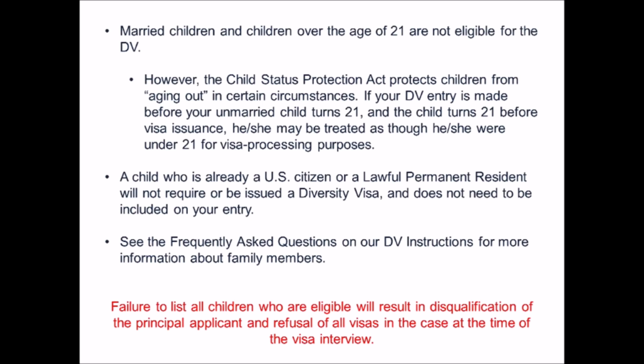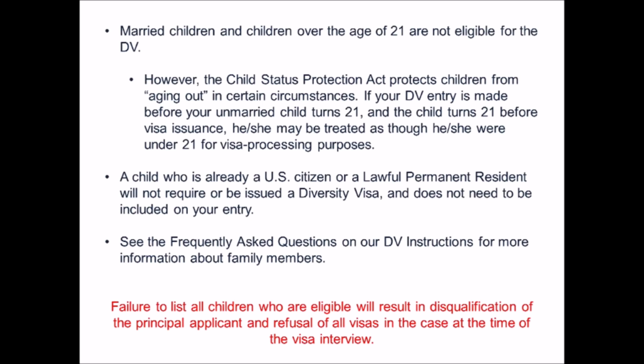However, the Child Status Protection Act protects children from aging out in certain circumstances. If your DV entry is made before your unmarried child turns 21 and the child turns 21 before visa issuance, he or she may be treated as though he or she were under 21 for visa processing purposes.